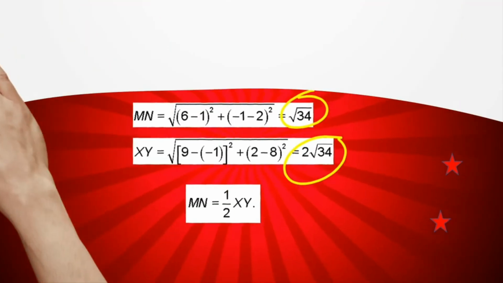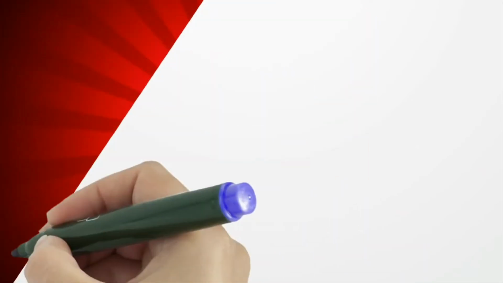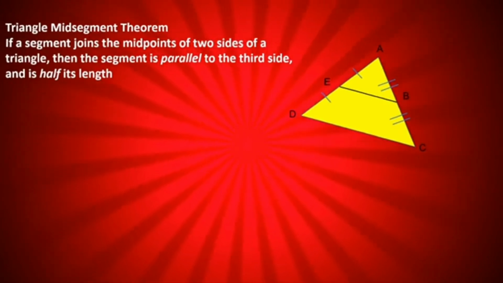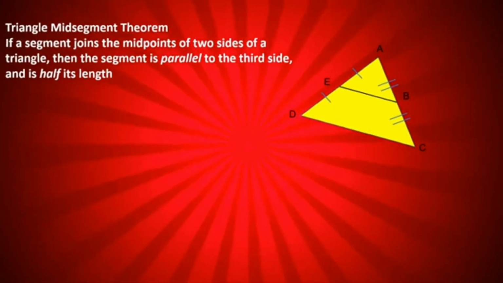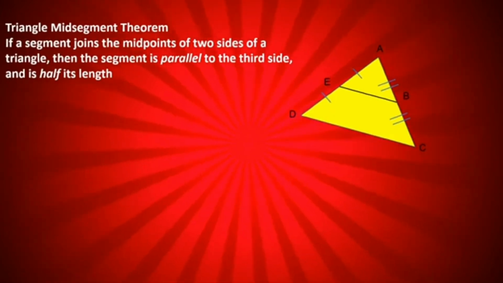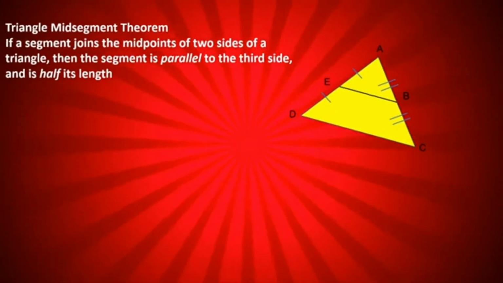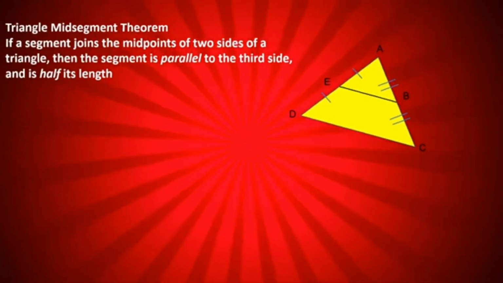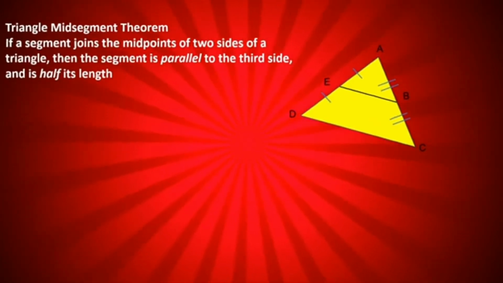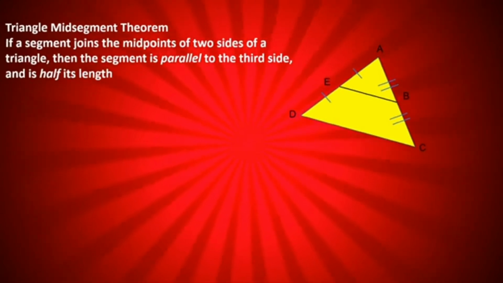It's very clear. Now let's talk about the relation between the midsegment and the sides of the triangle. In the triangle ADC, we can see that E is the midpoint of AD, B is the midpoint of AC, so EB is a midsegment of the triangle. Triangle midsegment theorem: if a segment joins the midpoints of two sides of a triangle, then the segment is parallel to the third side and is half the length.